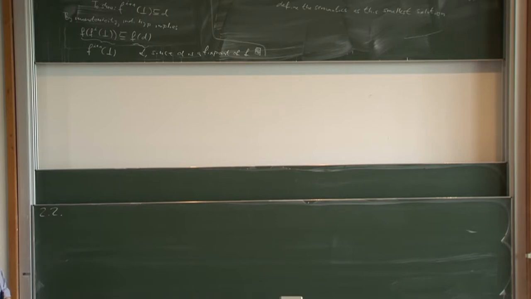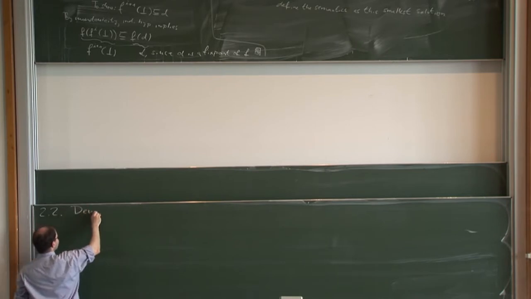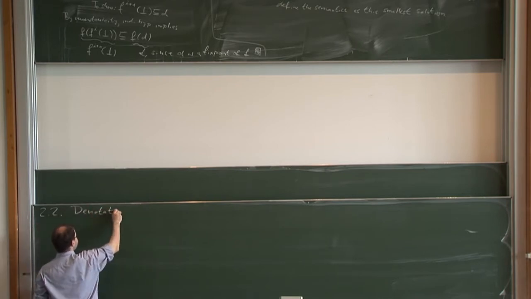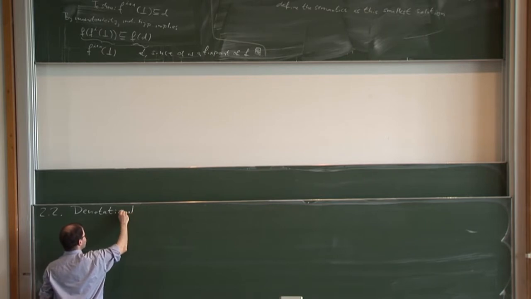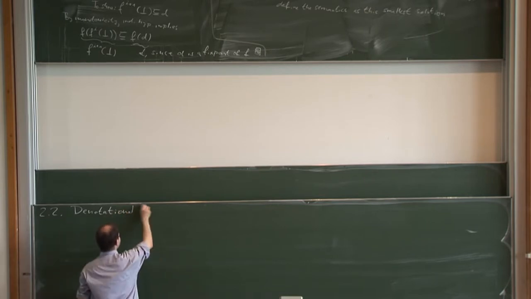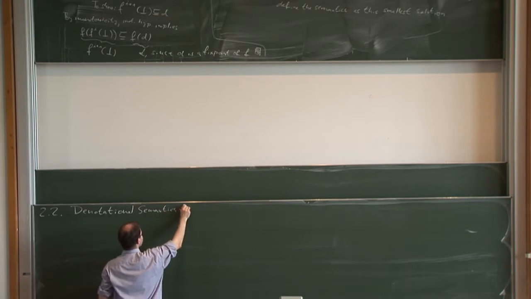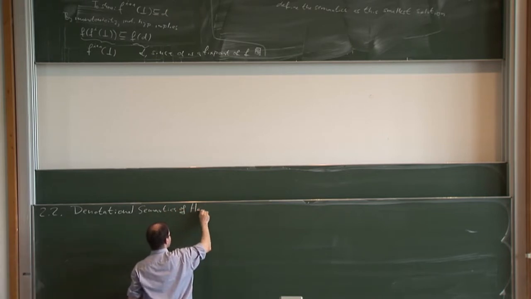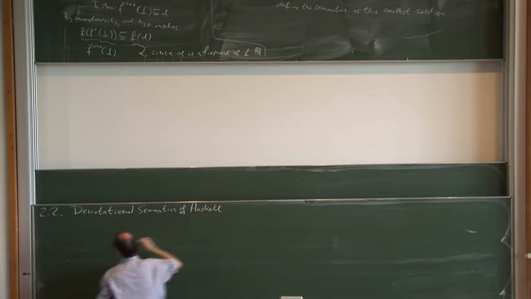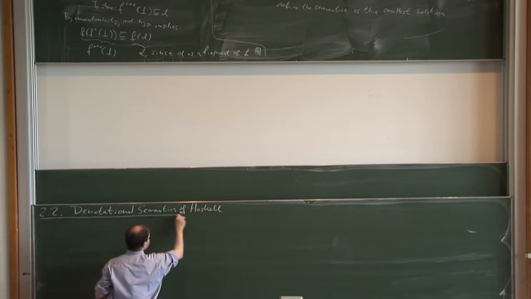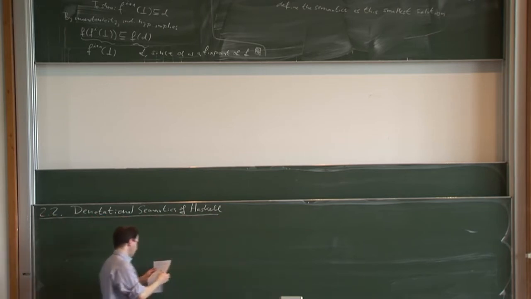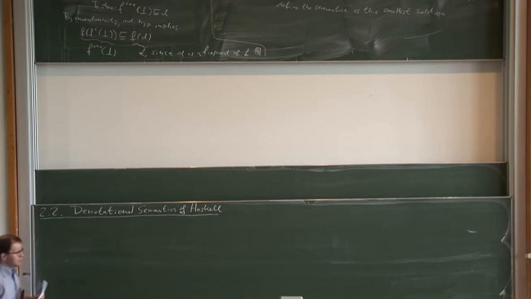Section 2.1 is where all the mathematical backgrounds and notions are needed. Now, in section 2.2, we really define the denotational semantics of Haskell, where we, of course, use all the notations and results from section 2.1. And we will proceed as follows.